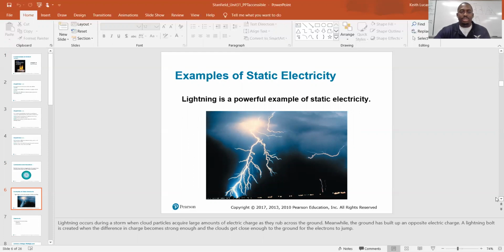Examples of static electricity. Lightning is a powerful example of static electricity. Lightning occurs during a storm when cloud particles acquire large amounts of charge as they rub across the ground. Meanwhile, the ground has built up an opposite electric charge. A lightning bolt is created when the difference in charge becomes strong enough and the cloud gets close enough to the ground for the electrons to jump.